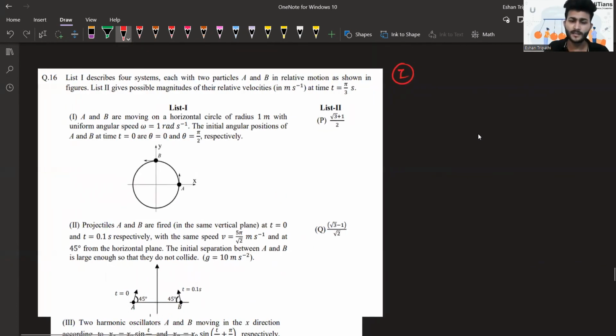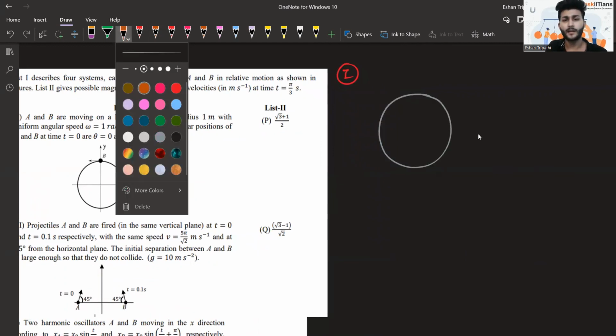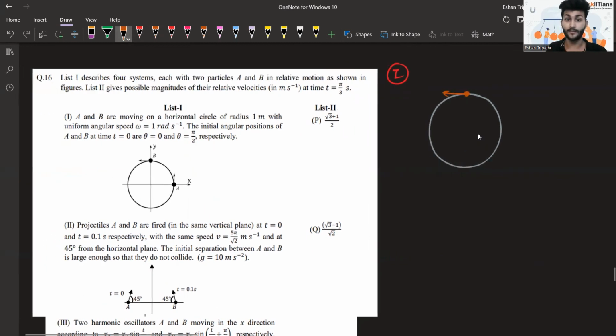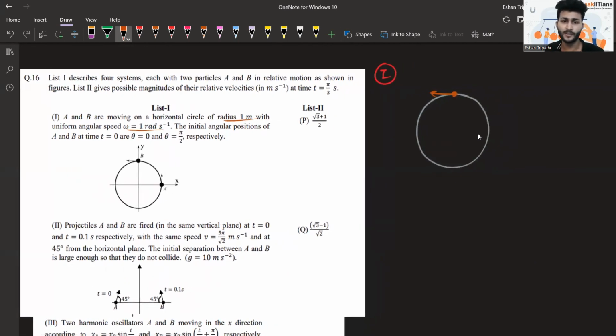Here they are saying there is a circular path on which 2 particles are moving in a circle like this. Like here, the particle B is moving to the left with speed. Omega is given as 1 radians per second, radius is given as 1 meters. So you can imagine their speed also, everything we can imagine. But what are they asking? They're asking the possible magnitudes of relative velocities at t equal to pi by 3.